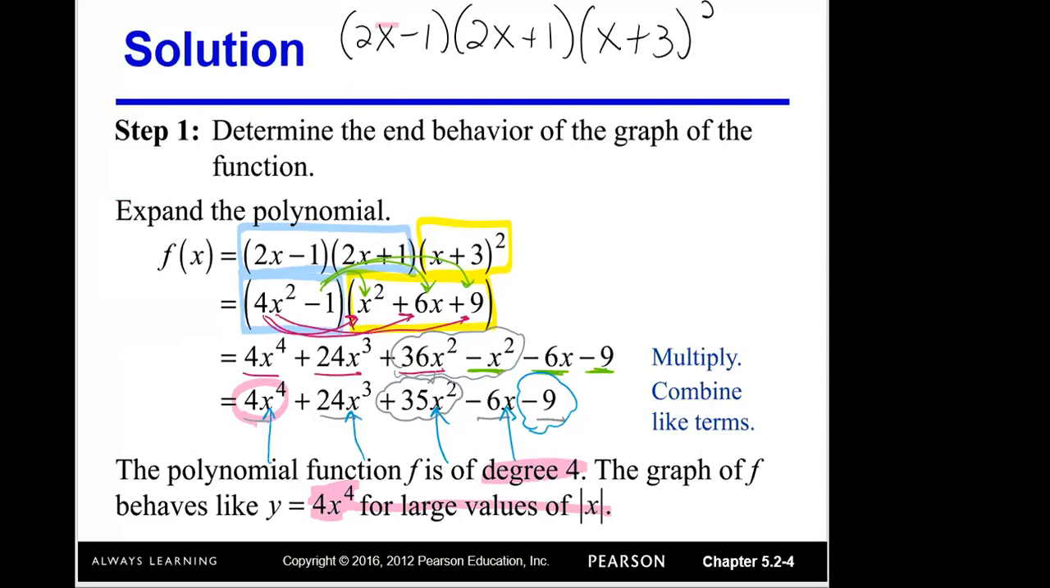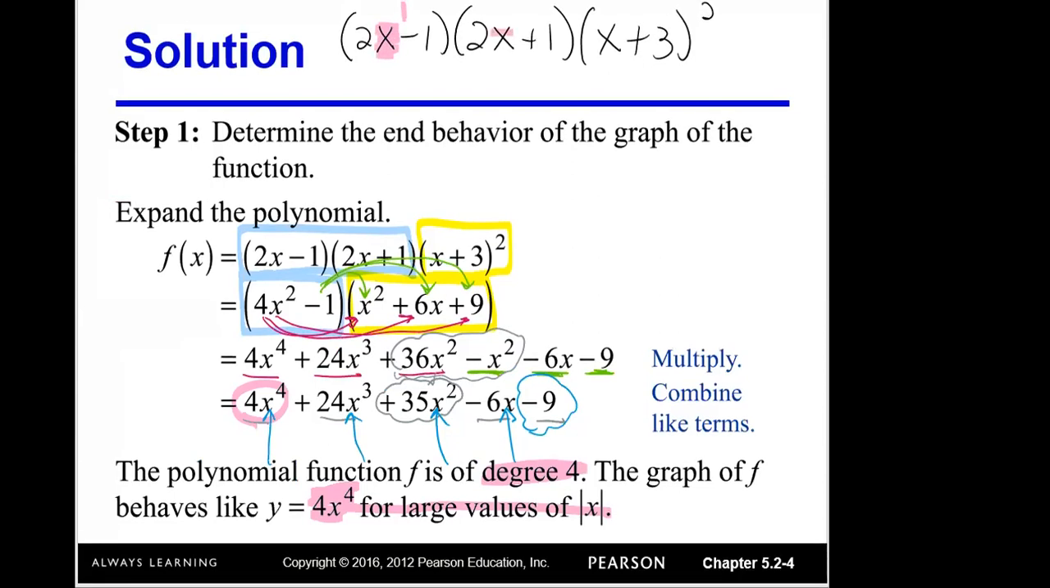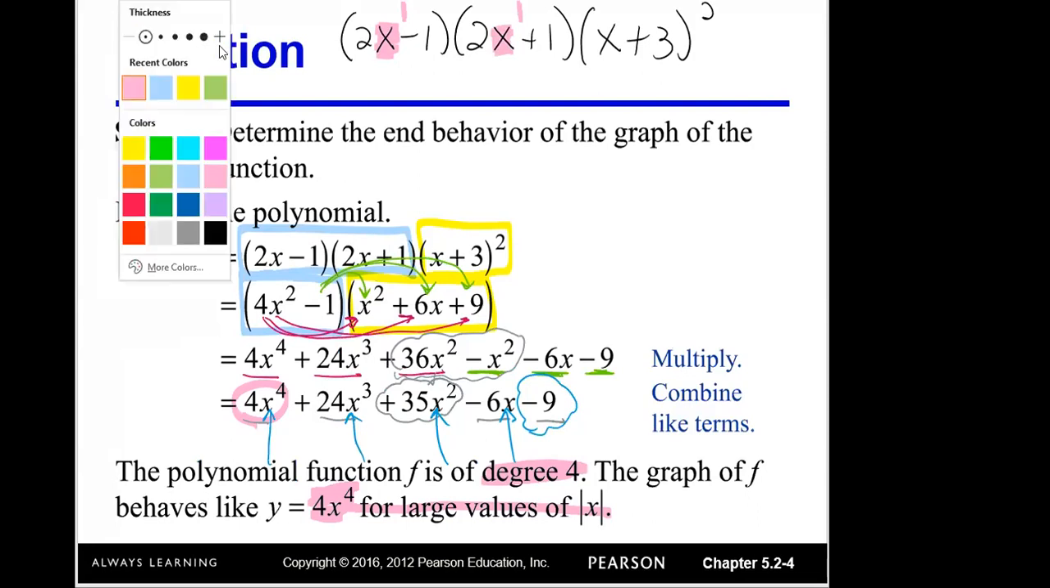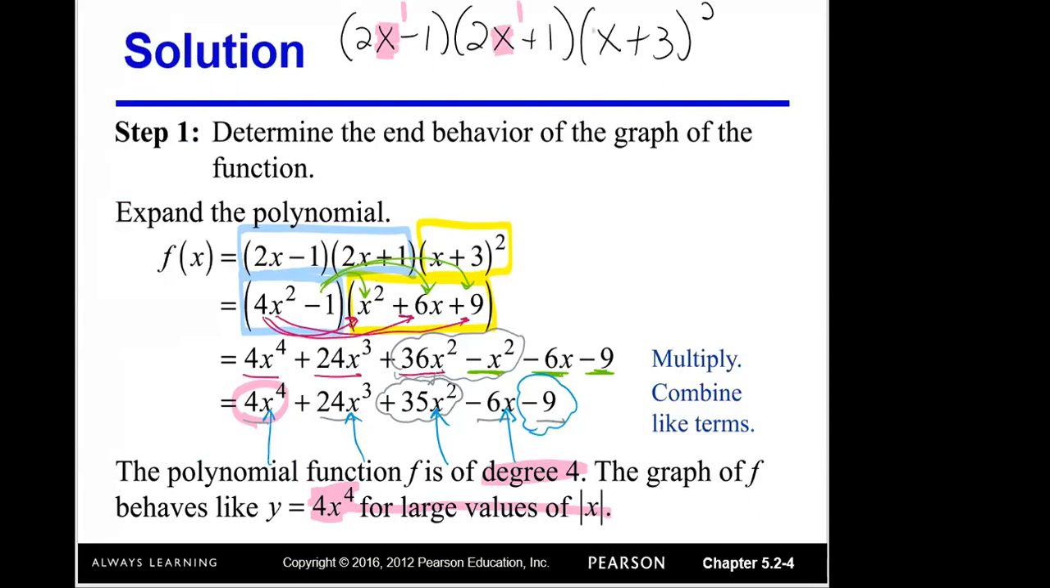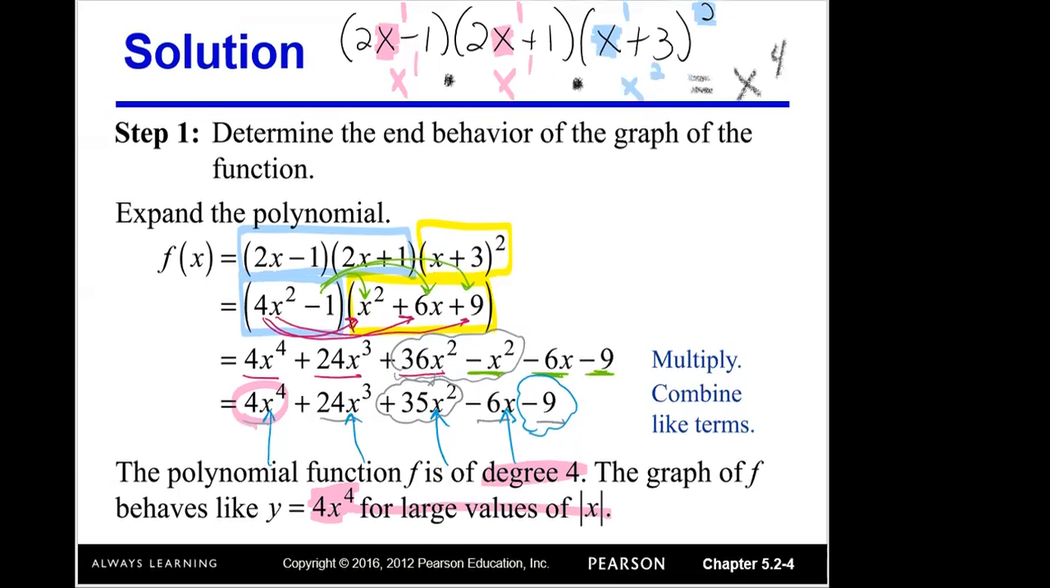Okay, so you have an x to the first and another x to the first. And then over here, you have an x which is to the first, but it would get squared. So that would be an x squared. So really what I have here is x to the first times x to the first, x to the first times x to the first times x squared. There's my x to the fourth.